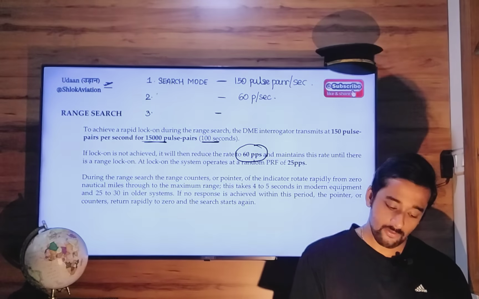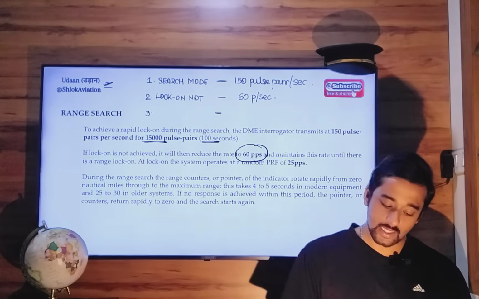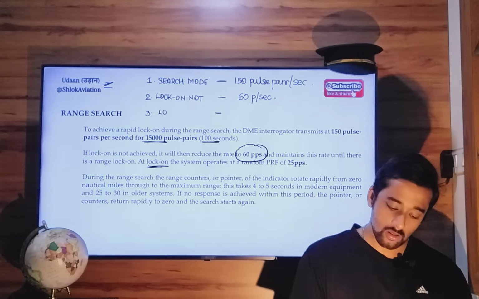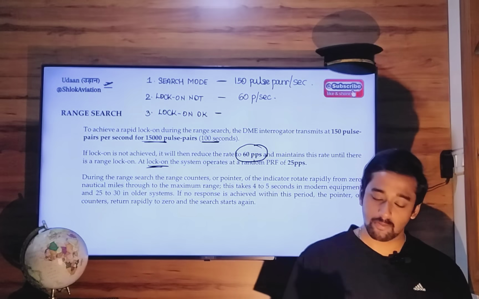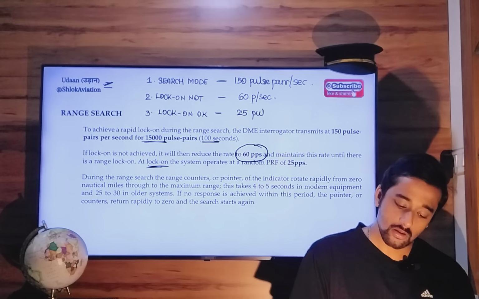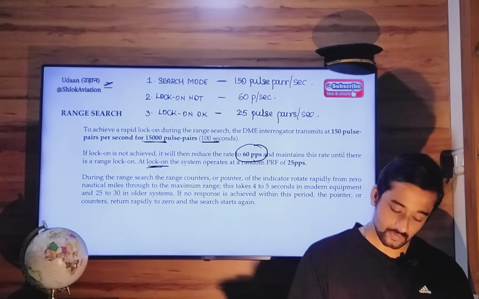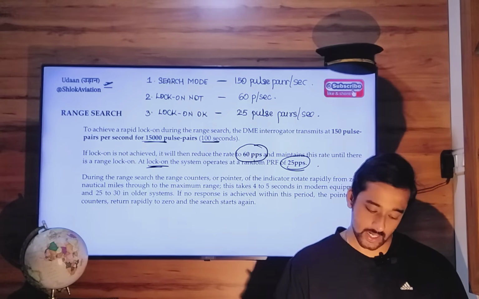This is 60 pulse per second if lock on is not achieved. And when lock on is achieved successfully, it will reduce the pulse pairs to 25 pulse pair per second, as given in the question, 25 to 30 pulse pairs per second.